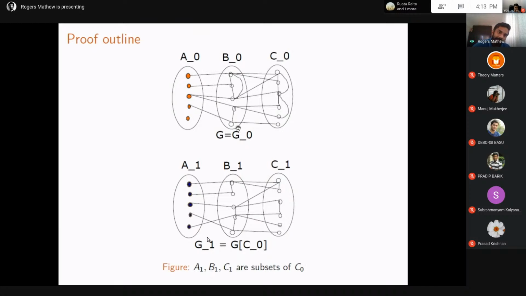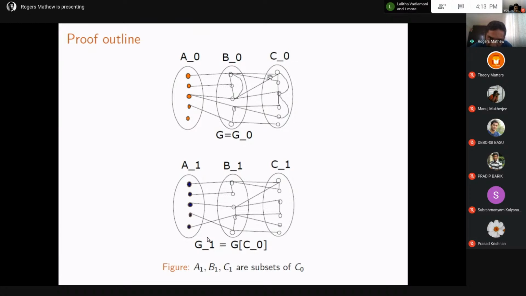B0 is the neighbors of the vertices of A0. And C0 is basically the set of remaining vertices. It is the vertices of C0 which do not see a unique color in their closed neighborhood. We have to take care of them. What do we do? We now forget about A0 and B0 and look at this graph G1, which is G of C0.